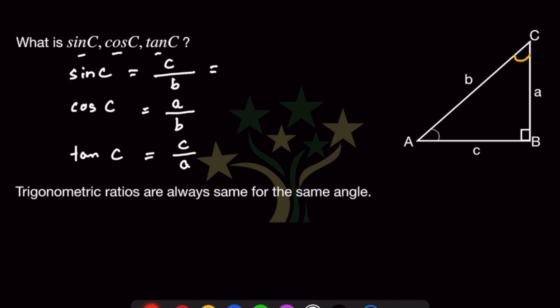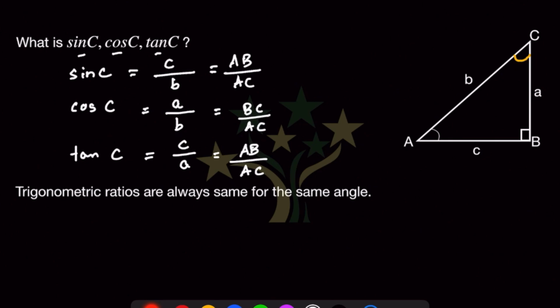So I have written this in terms of small a, b, c. Now let's write it down in terms of the capital ABC. So this is AB by AC, this is BC by AC, and this is AB by BC. Right, so we have found out sin C, cos C, tan C. Similarly, you can inverse this to find cosec, sec and cot C.